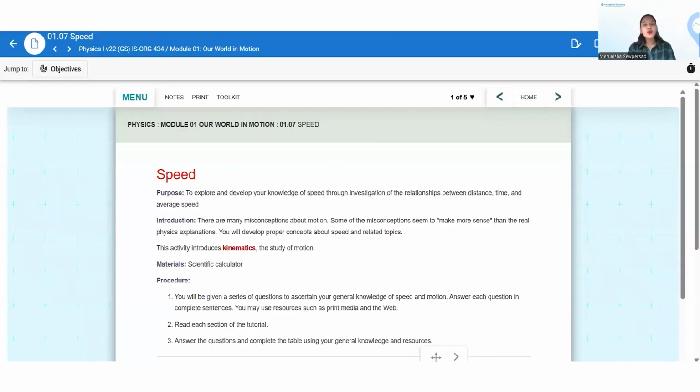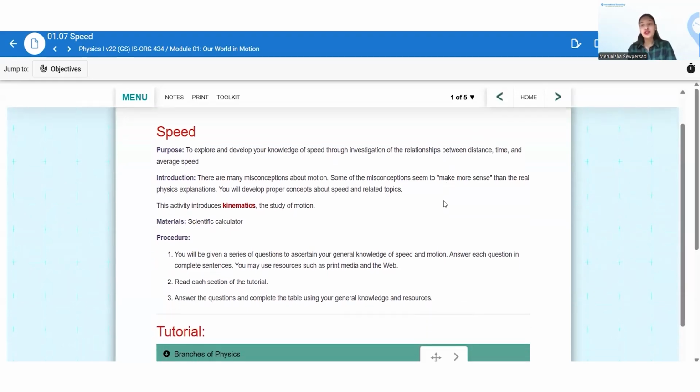Okay, so today we will be learning grade 9 American Curriculum Physics. We'll be doing Module 1, Lesson 7. Module 1 is our world in motion, and Lesson 7 is speed. So what is speed to you exactly?